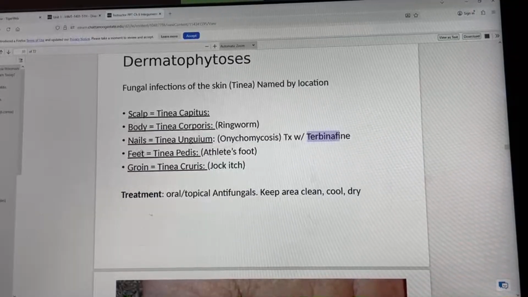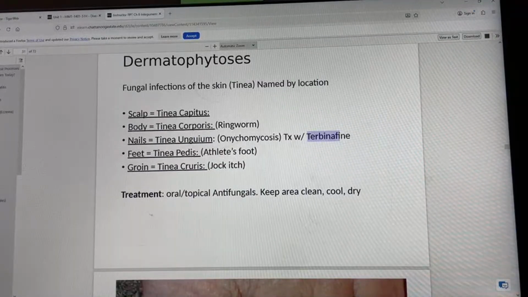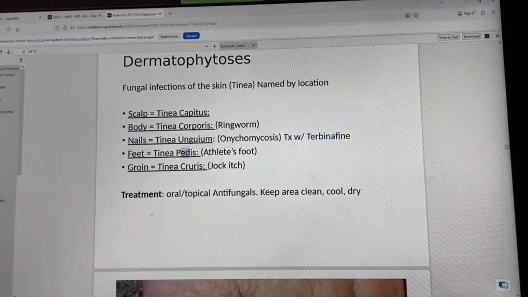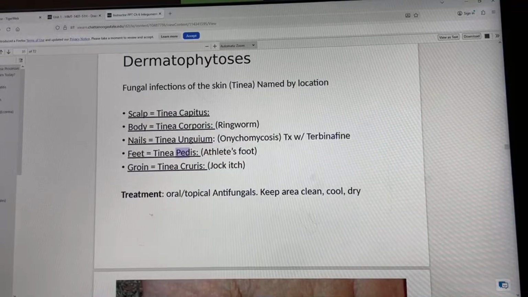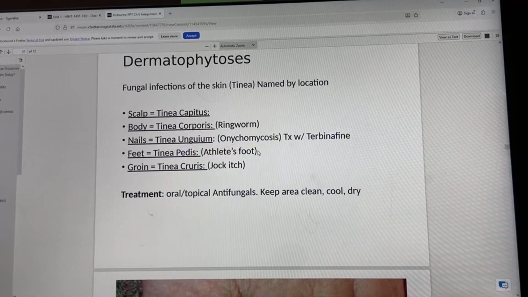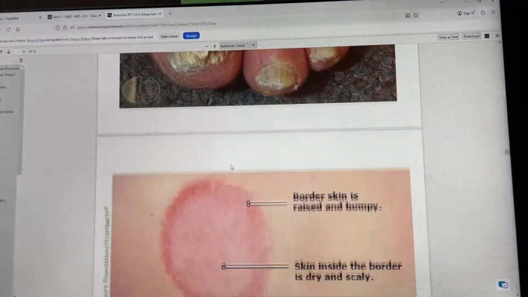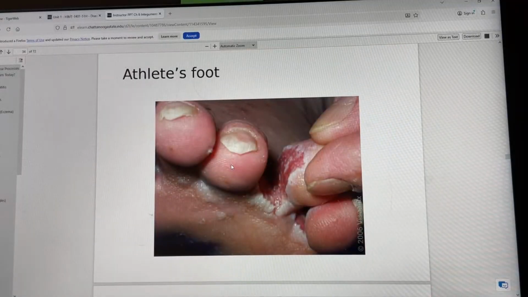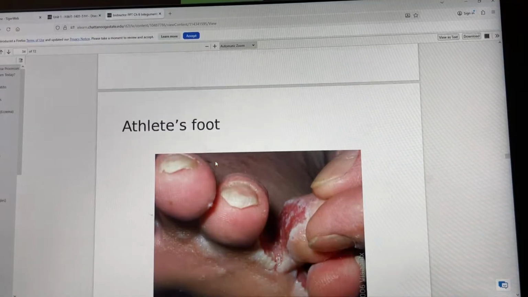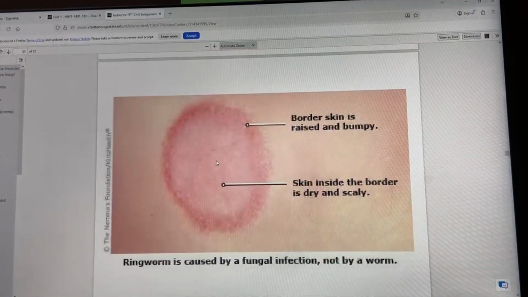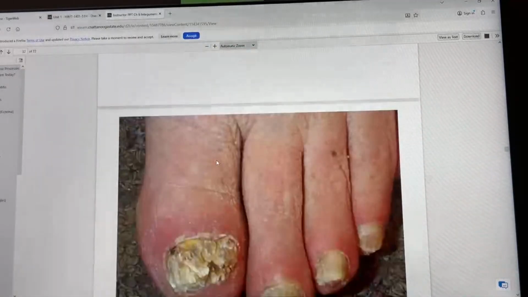Anyways, in the feet, and this is specifically between the toes, not the nails, the skin of the feet is called tinea pedis, and you can remember ped like a pedicure. The street name for that is athlete's foot, right? This is what athlete's foot looks like. You get the fungus in between your toes. Again, this is more common in men, especially people that do sports, because they tend to sweat in their shoes. They run around with sweaty socks and stuff.